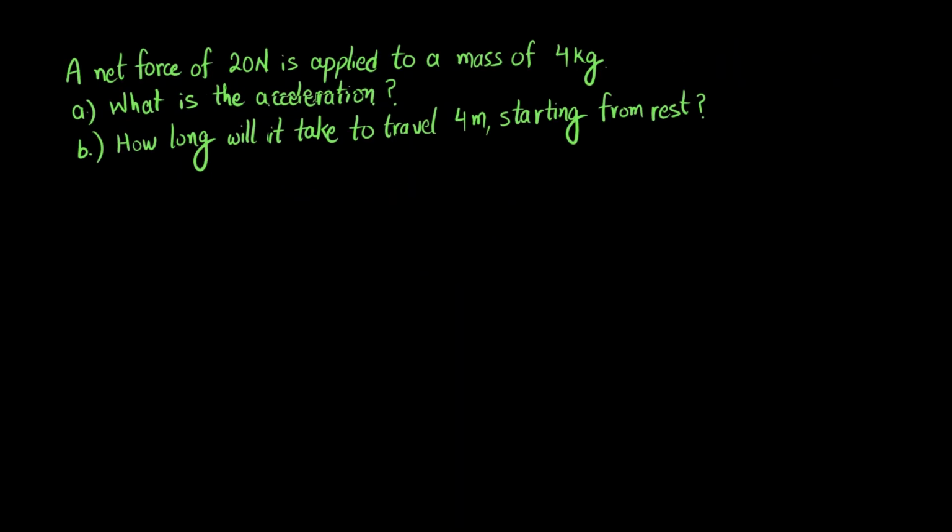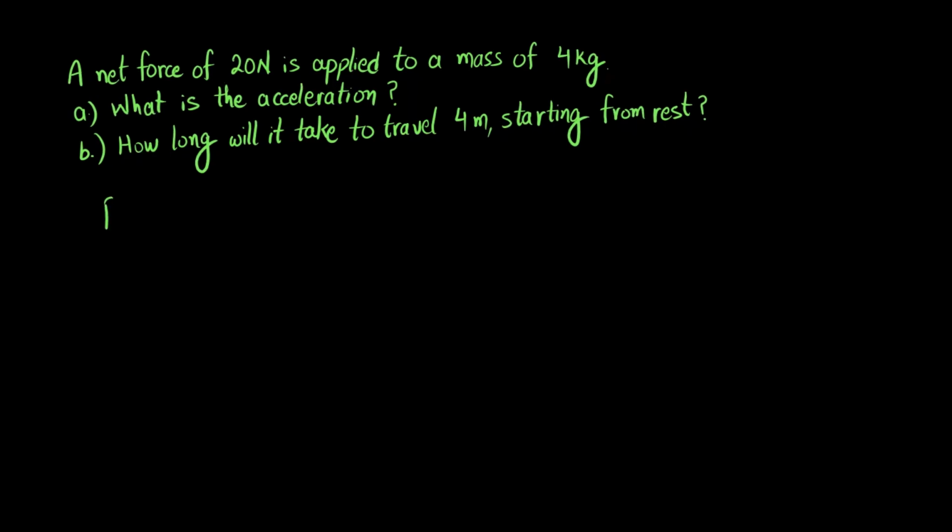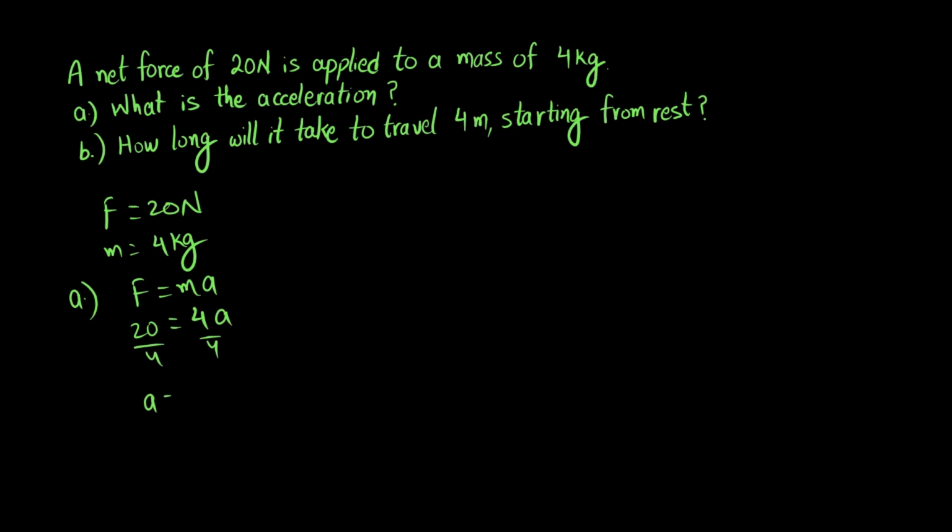We'll take this one. The net force is 20 newtons on a mass of 4 kg. We have F equals 20 newtons. m is 4 kg. The first question is to find the acceleration. The formula is F equals ma. 20 equals 4 times a. Divide both sides by 4. 20 over 4 is 5. So the acceleration is 5 meters per second square.